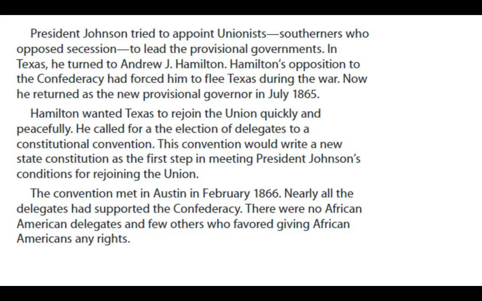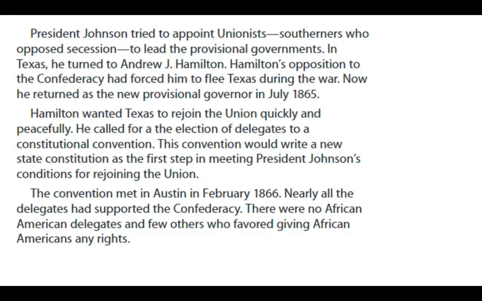President Johnson tried to appoint Unionist Southerners who opposed secession to lead the provisional governments. In Texas, he turned to Andrew Hamilton. Hamilton's opposition to the Confederacy had forced him to flee Texas during the war. Now he returned as the new provisional governor in July 1865. Hamilton wanted Texas to rejoin the Union quickly and peacefully.